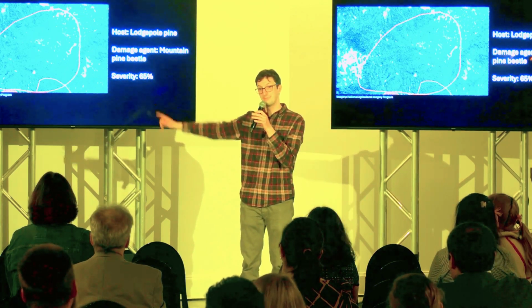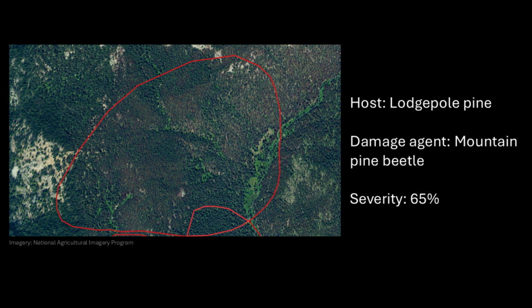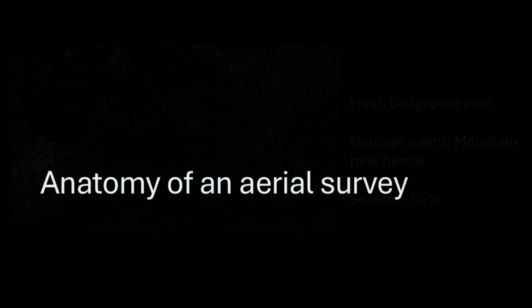Here's a very nice polygon. I'm not sure how well you can see the dead trees in there, but they're there. They're a little brown. They were lodgepole pine. They're not lodgepole pine anymore. Now they're just timber. Mountain pine beetle got to them, and it got about 65% of all the trees in there. You might think that this is a very precise and detailed program.